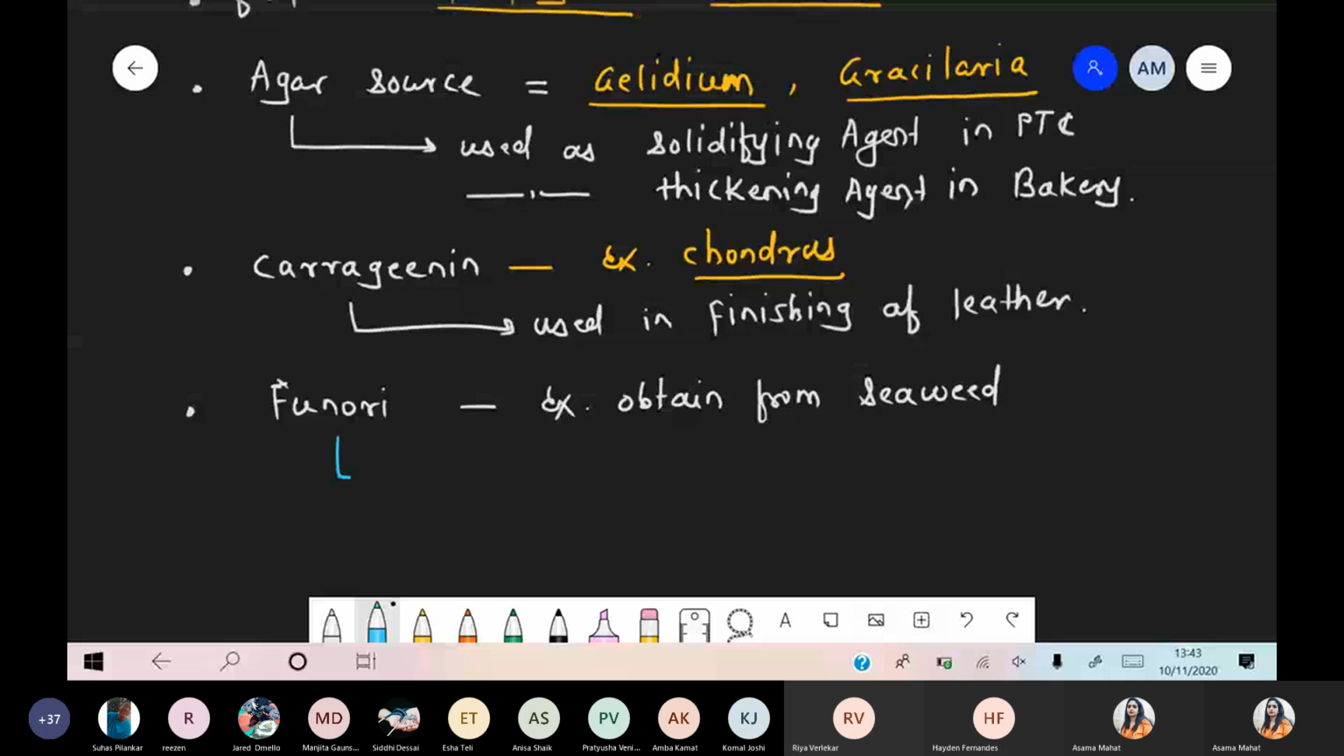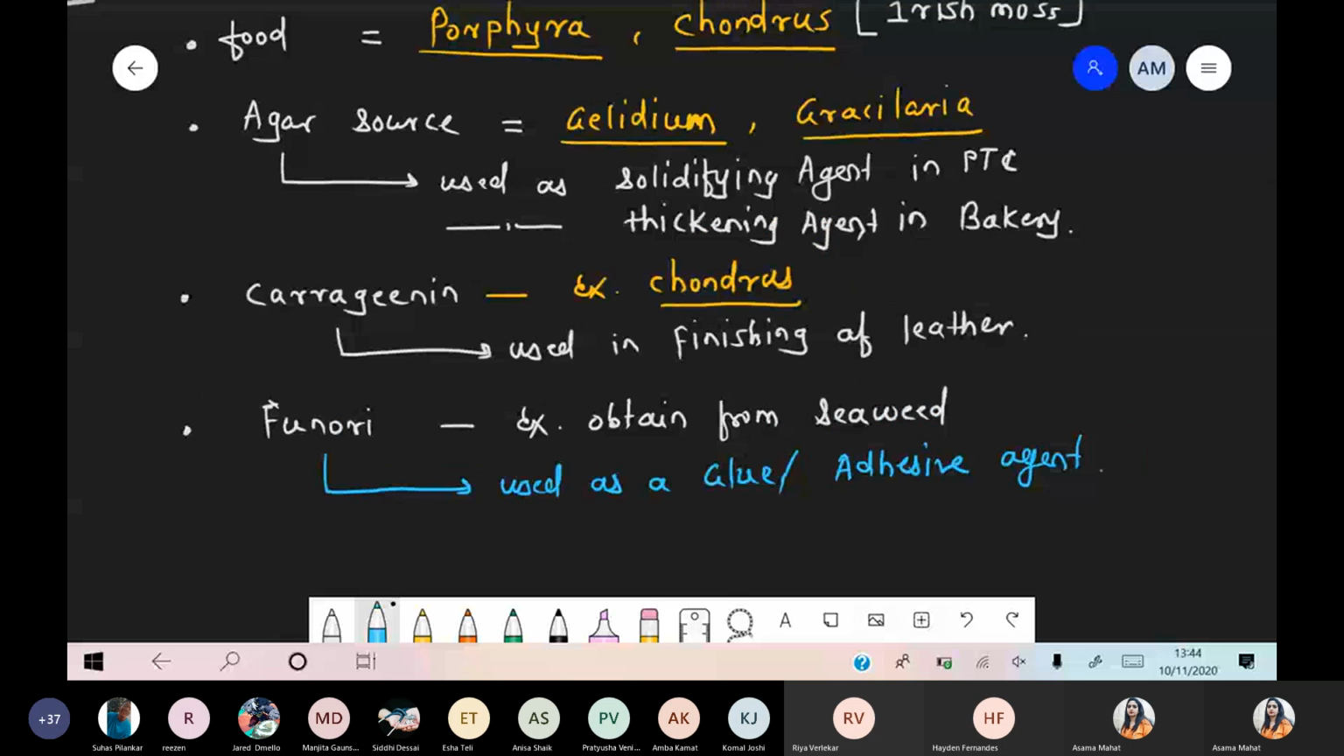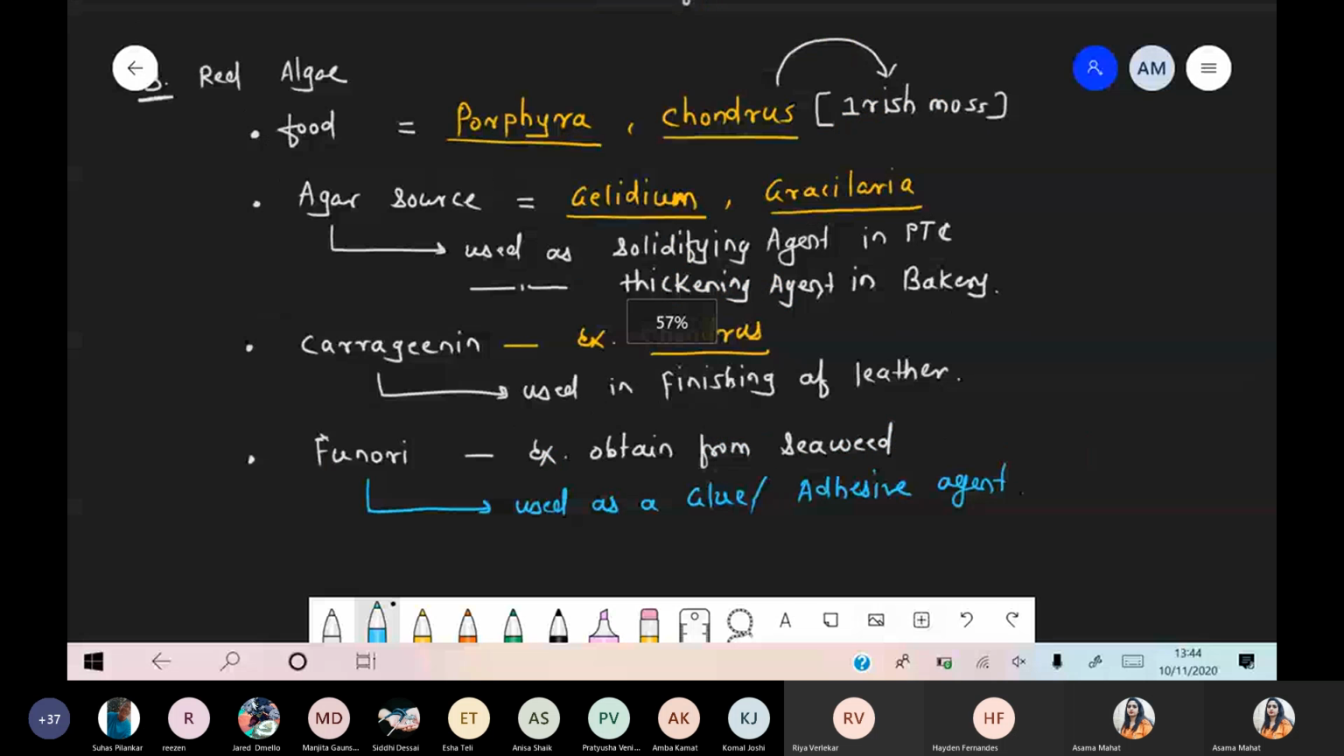To sum up, we have economic importance with respect to red algae: agar from Gelidium, carrageenan obtained from Chondrus, Funori obtained from seaweed, and Porphyra and Chondrus, also called Irish moss, used as a food source.